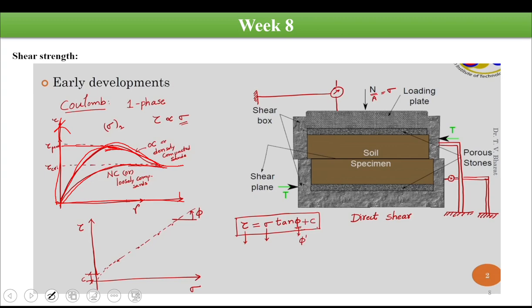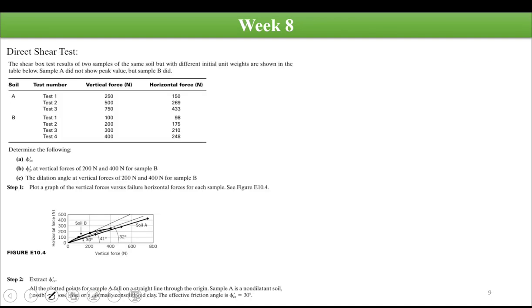And if you plot the observations from multiple tests here, then we'll obtain this line from which we can determine the value of cohesion and the friction angle. So this is defined as tau is equal to sigma tan phi dash, or in terms of total stress, sigma tan phi plus c. So it's the equation of a straight line. Then, based on this static shear apparatus, we can solve one numerical problem.